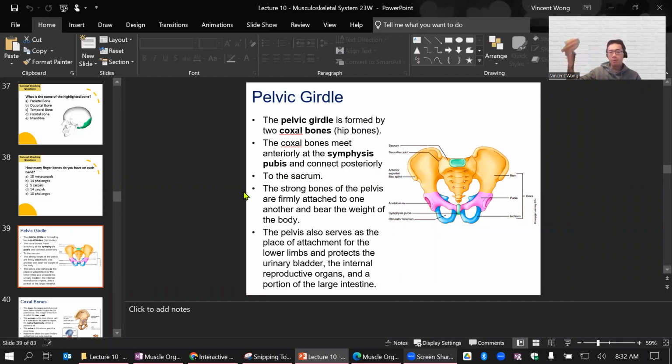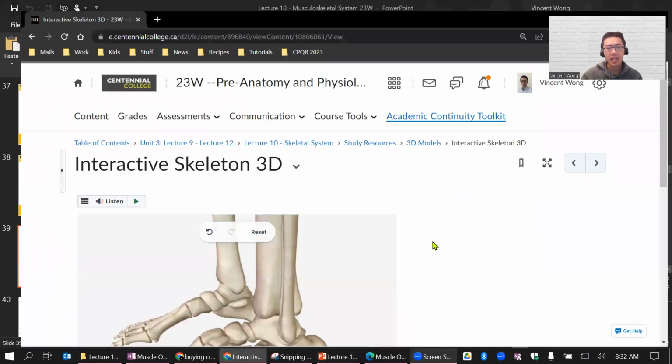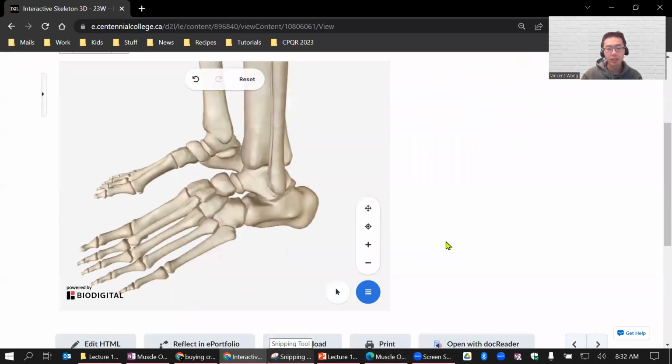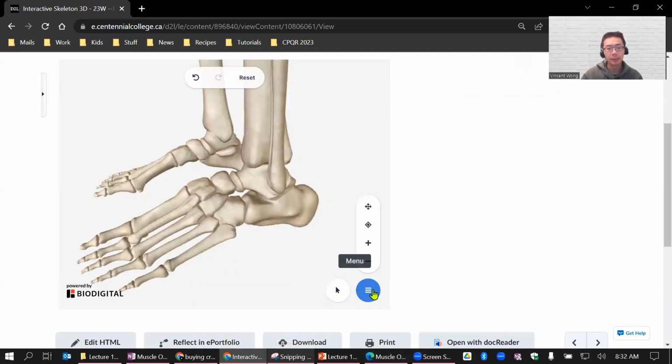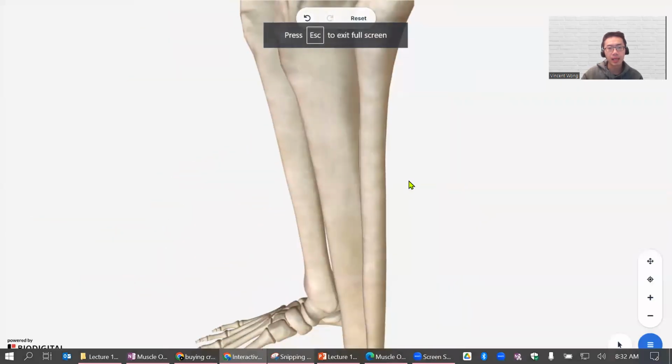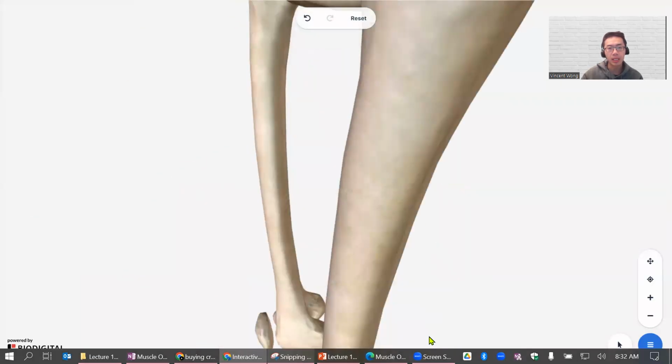So moving on, we will be talking about the pelvic girdle now. Okay, the pelvic girdle. So just like last time, I am going to explain the anatomy on the 3D model first, and then we will go back to the PowerPoint slide to look at the words. Okay, these are the legs. I'm gonna move them out of the way. There we go.